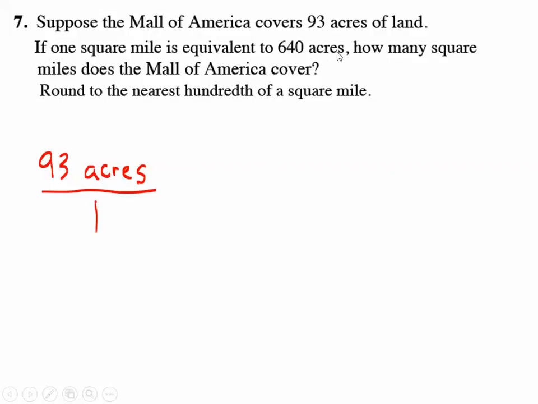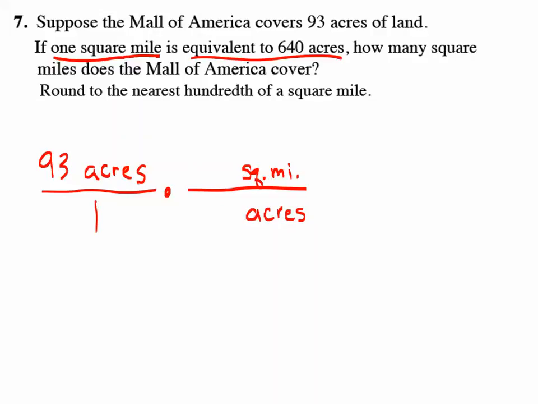Now I want this acres on the bottom of my fraction because I want to cancel out with these acres over here. So I'm going to multiply by 1 square mile is the same thing as 640 acres. Therefore, I'm going to put the acres on the bottom, assuring myself that these two will cancel. And the square miles is what I want, so I'm going to put those on top.